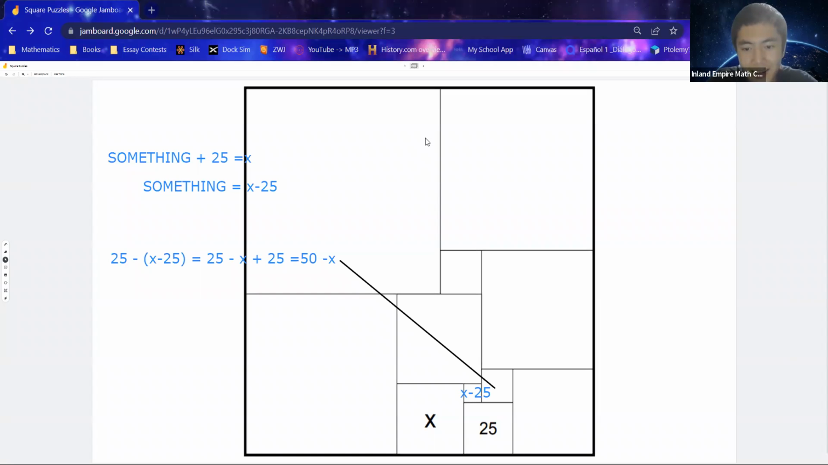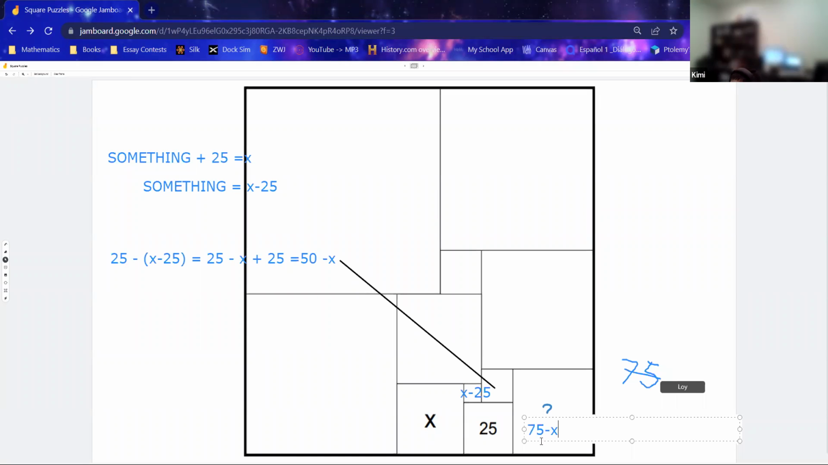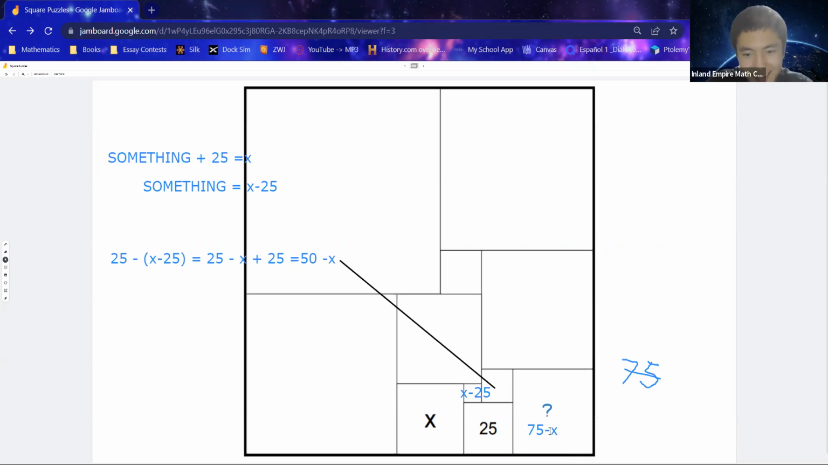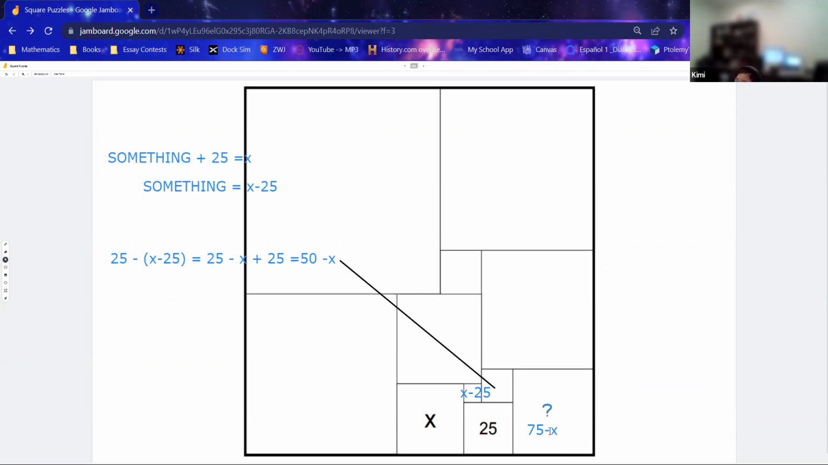Yes. All right, so now we know these two squares. Can we figure out this square, the one with the question mark in it? We could. 25 plus 50 minus X, right? Yeah, which is 75 minus X. Correct. Oh, I get it now. Yeah, because 50 plus 25 is 75, minus X.